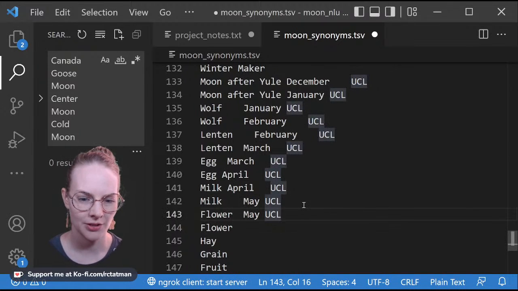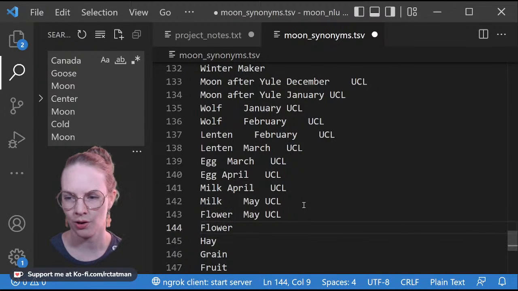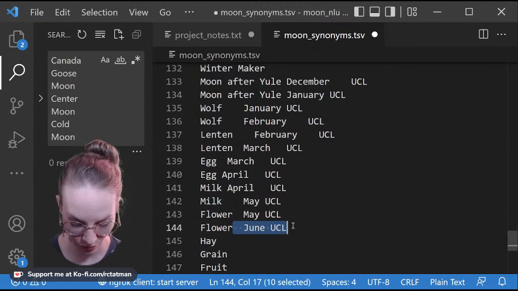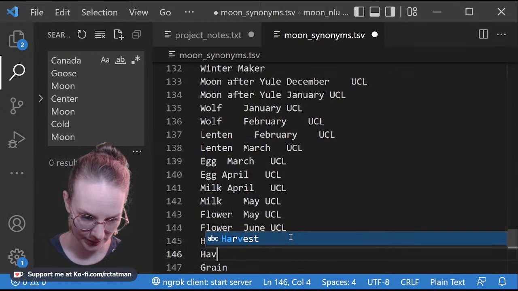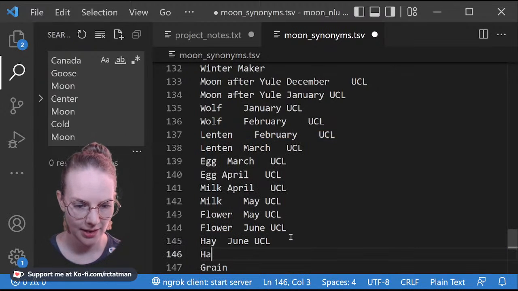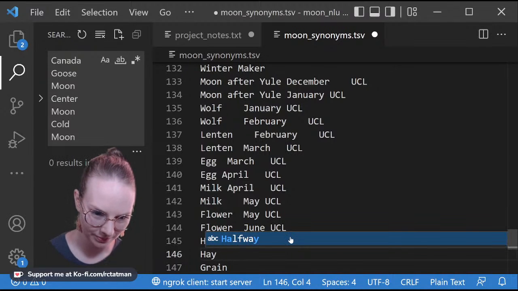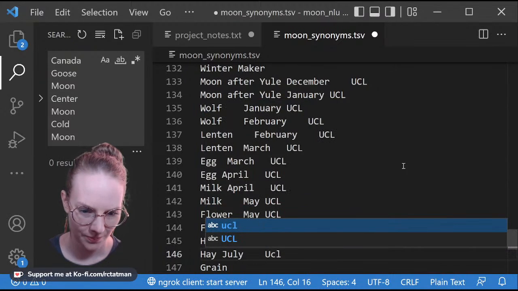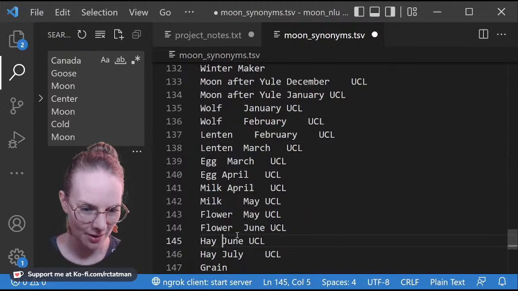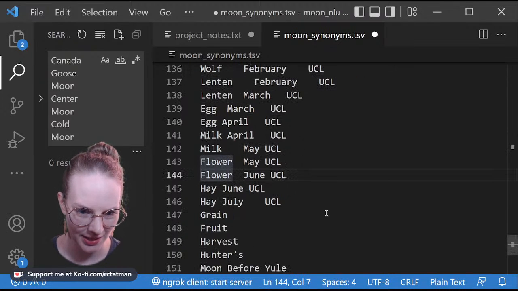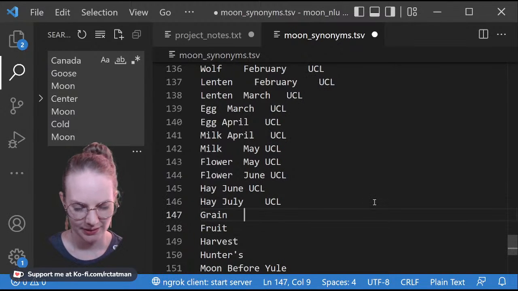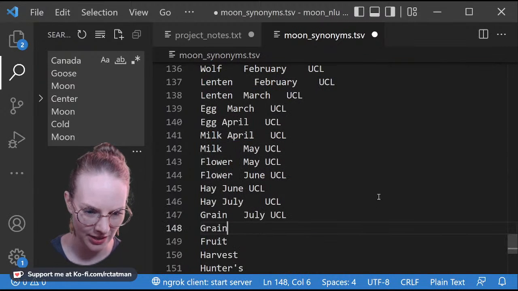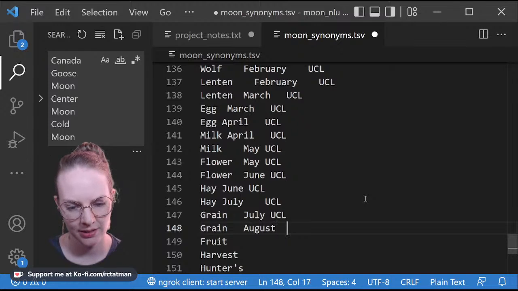All right, there we go. So flower May or June. And then the hay can be in June or July. There may or may not be some tabbing errors in here. All right, July. I'm just gonna do this by hand to try and get ahead of those tabbing errors. July or August.